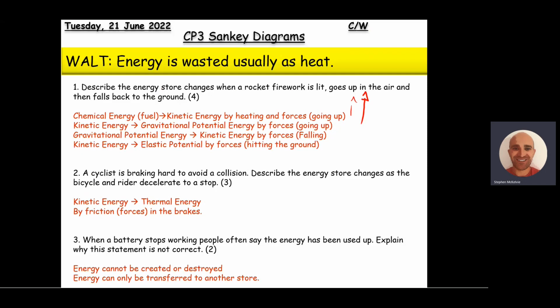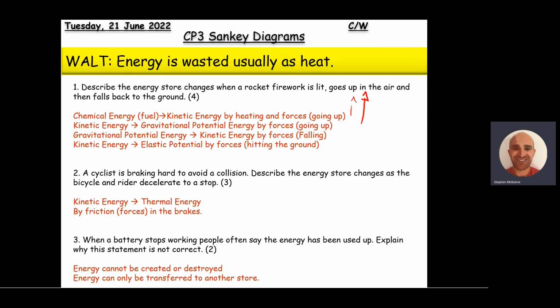So the kinetic energy of that rocket is pushing the rocket up to make it get gravitational potential energy. This gravitational potential energy will eventually be turned into kinetic energy as it starts to fall. So it's going to go up and then fall back down again. And as it's going back down again, all the GPE is turning into kinetic energy by forces. This force was gravity. And then finally, kinetic energy will be converted into elastic potential by forces when the rocket hits the ground.